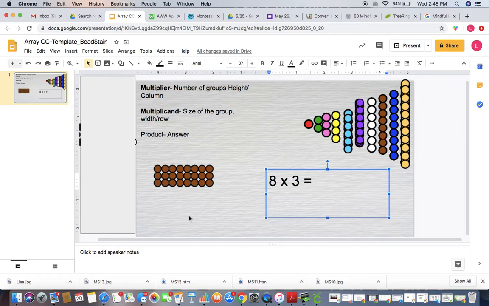Now some of you might skip count and say 8, 16, 24. Some might need to actually count. Some of you may go, okay, well I know 8 and 8 is 16, and then count on 17, 18, 19, 20, 21, 22, 23, 24. No matter how you get there, it's just important that you have the number sentence 8 times 3 is 24.